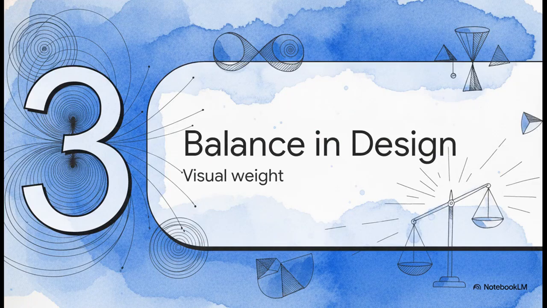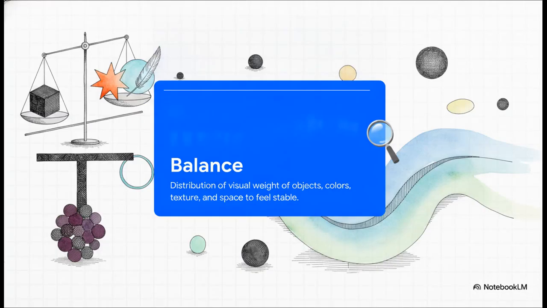Moving right along to Section 3, Achieving Balance in Design and Managing Visual Weight. This is how we make sure those high contrast elements don't completely overwhelm your viewer. Balance is really all about distributing visual weight. Think of it kind of like a seesaw. When you put objects, colors, textures, and empty space onto a canvas, every single element carries a certain visual heaviness. You've got to balance those elements evenly so the whole composition feels stable and grounded, rather than chaotic or lopsided.